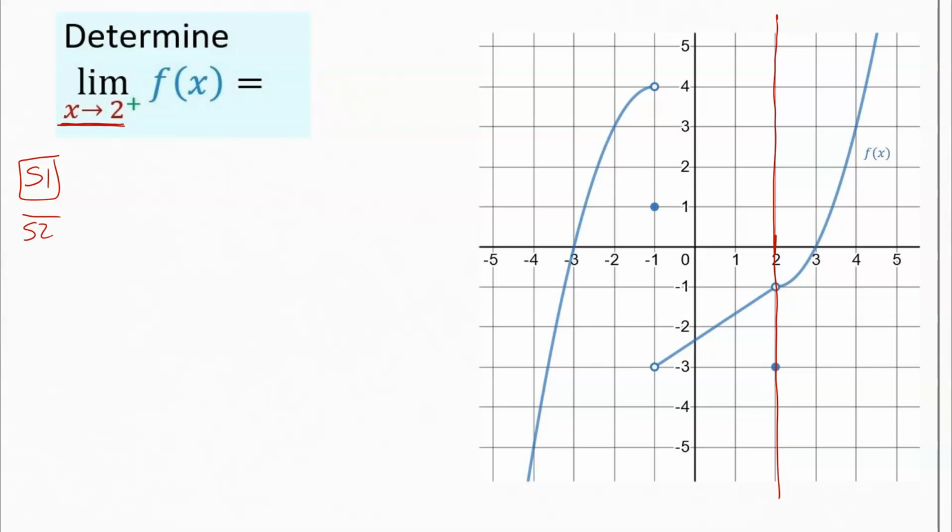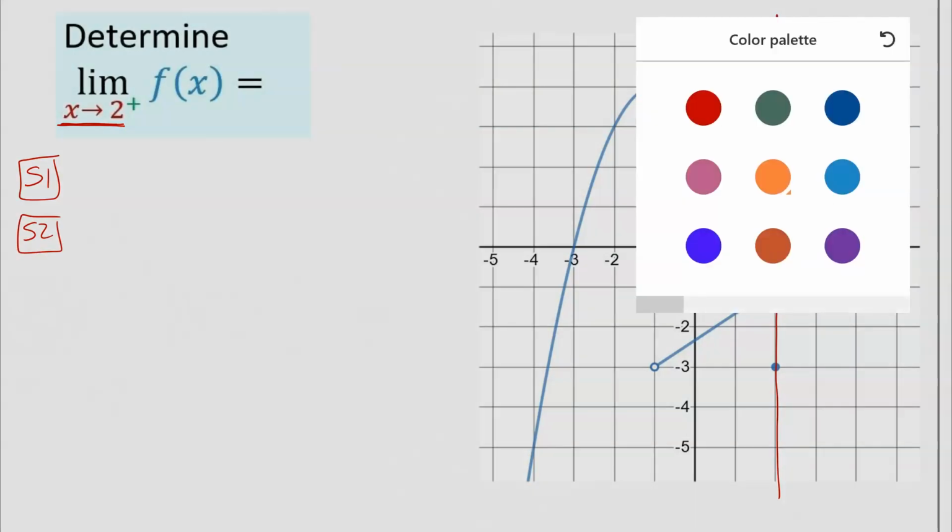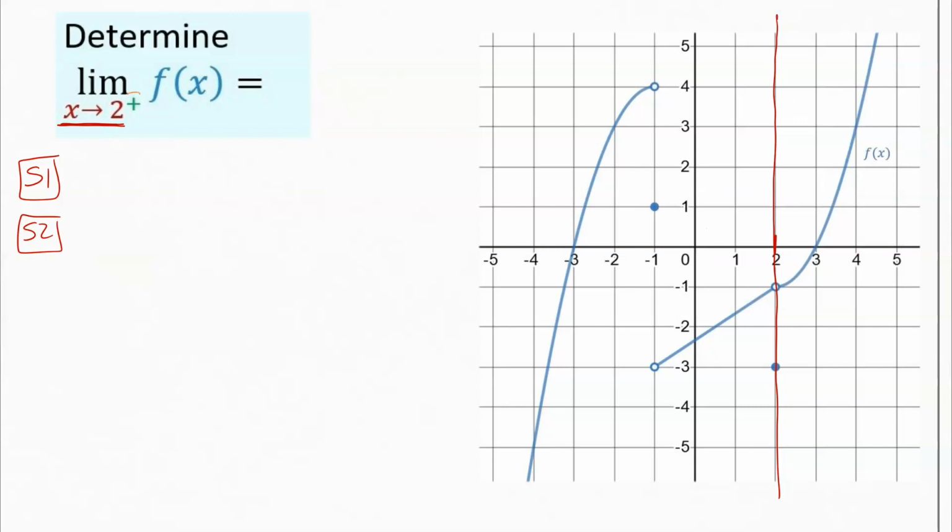Step 2 of the process is I need to determine, is this a left-hand limit, a right-hand limit, or an overall limit? And so in this situation, we can see up in the exponent there, we've got a little plus sign. And so that plus sign is telling us that we are looking for a right-hand limit. That little notation up top there is telling us we want to come at this from the right direction.